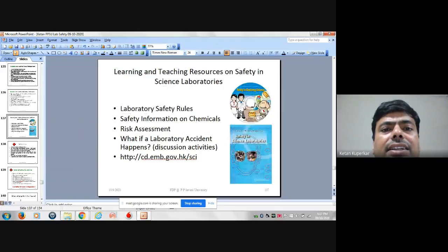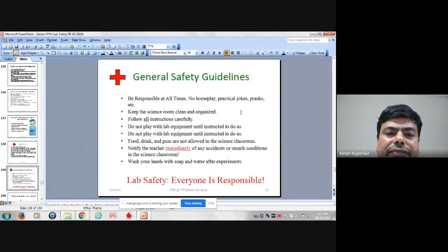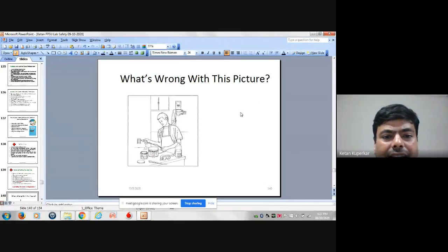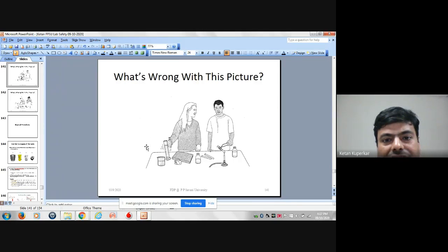In the same way, these are several slides where you can find the risk assessment and laboratory safety rules which you can learn. Now these are the safety guidelines. Now, what is wrong in this picture? You are supposed to let me know. This person is fixing the plug in wet condition, which is incorrect.